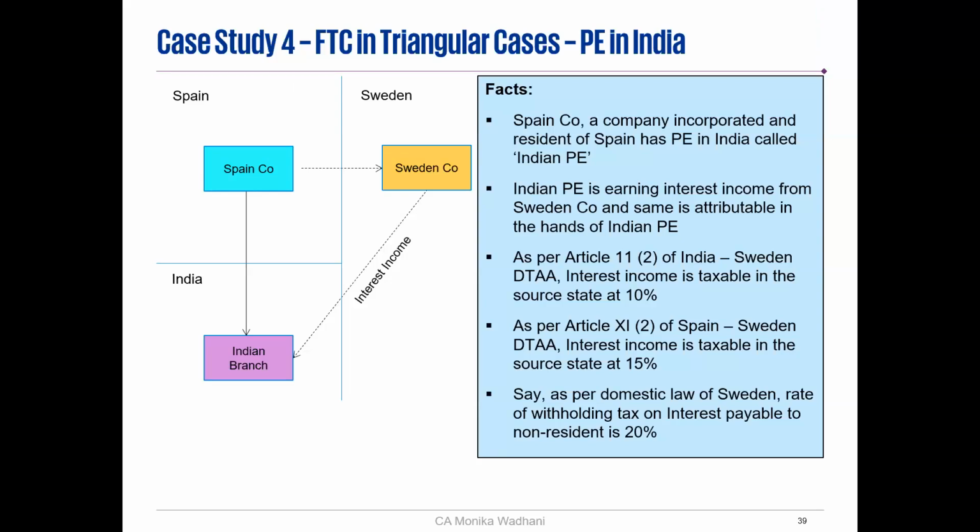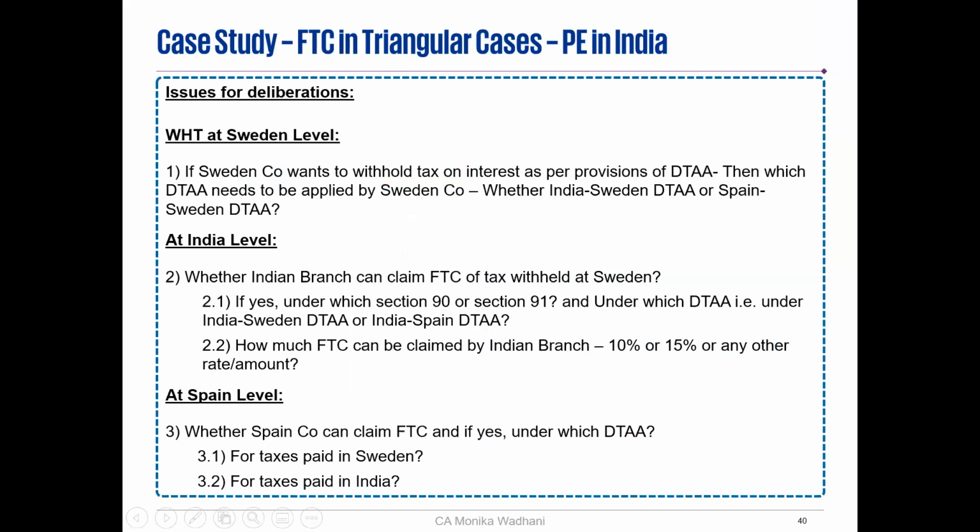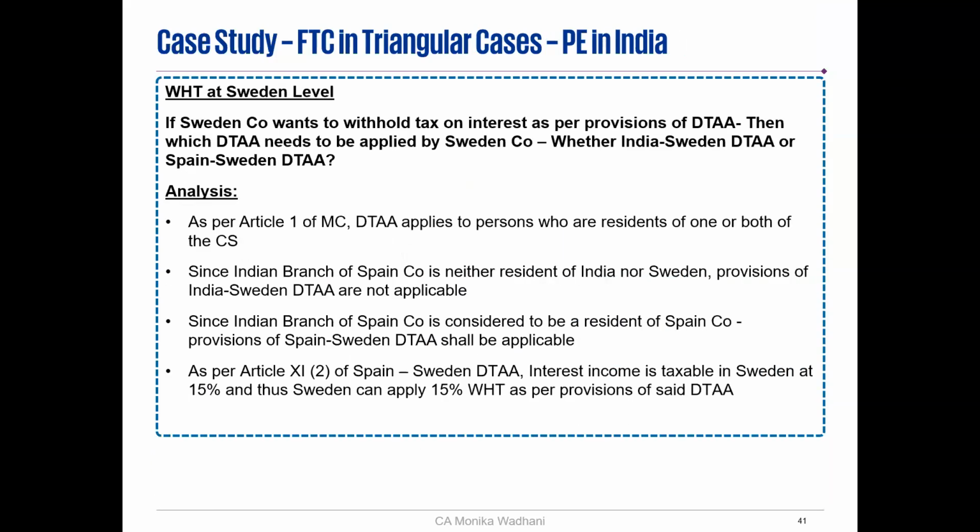So, in context of this, now let us understand the tax treatment in the respective countries. At Sweden level, what will happen? If Sweden wants to withhold tax on this interest as per provisions of DTAA, then which DTAA needs to be applied by Sweden? Would it be the India-Sweden treaty or the Spain-Sweden treaty? That is the question. We will go to India level questions and Spain level questions later. First, let us deal with each country. So let us go to Sweden.